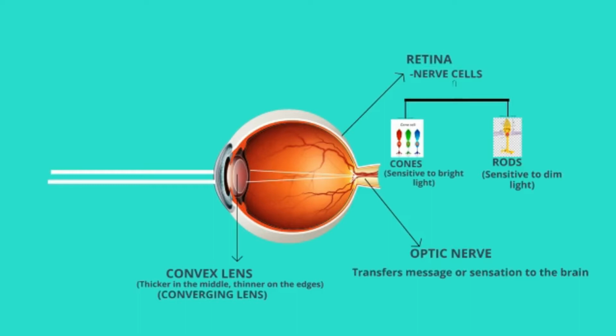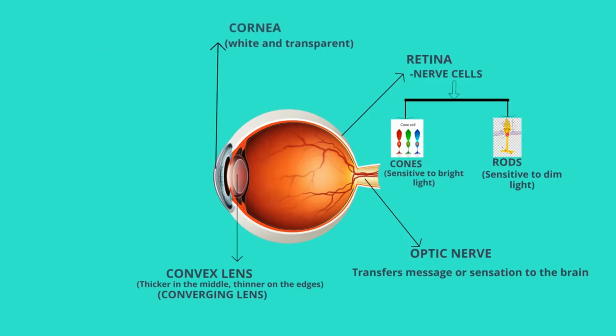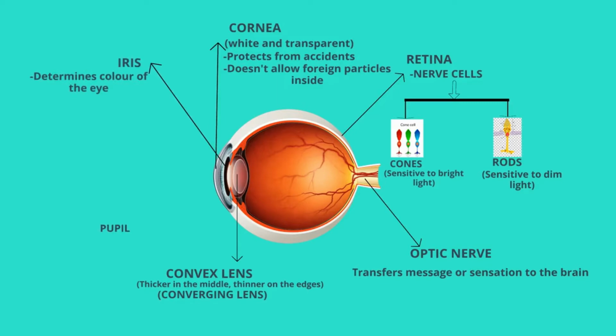Human eye. The eye has a roughly spherical shape. The outer part of the eye is called the cornea, which is a thick white transparent wall that protects our eye from accidents and keeps foreign particles from entering inside. Behind the cornea, the colorful part of the eye is called the iris. It has a small opening at the center called the pupil.